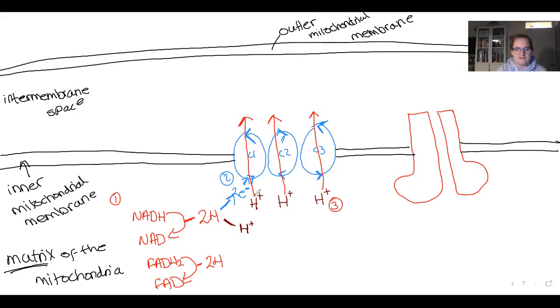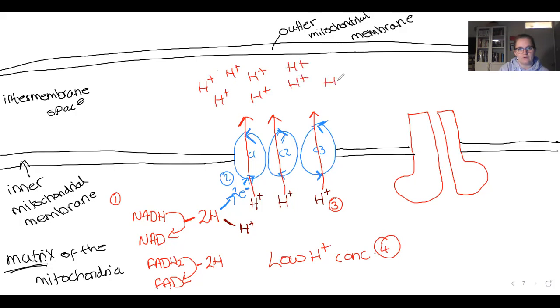We did have lots of hydrogen ions down here, but we've now got a low hydrogen concentration. That's stage 4. Because they've been pumped from the matrix into the intermembrane space, we've got a low hydrogen concentration in the matrix and a high hydrogen concentration in the intermembrane space. So what we've formed is an electrochemical gradient. Just stick a few more hydrogen ions in.